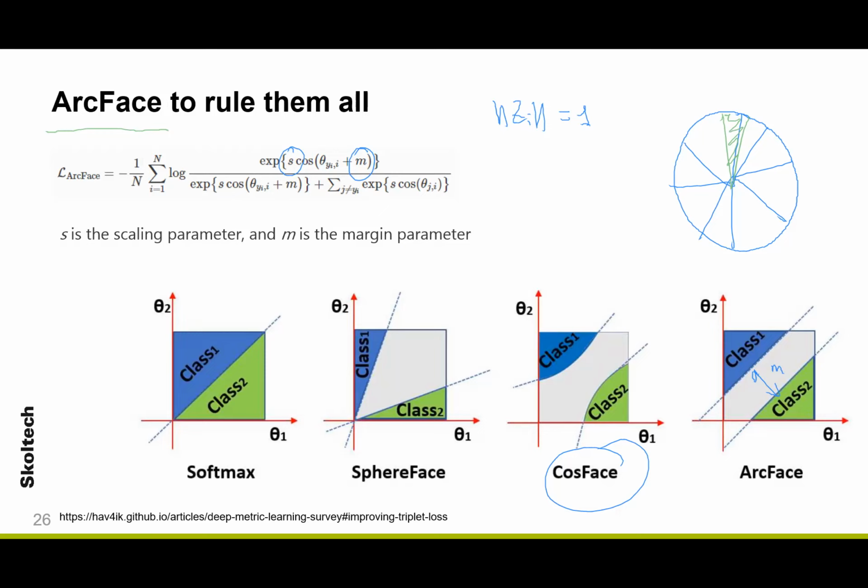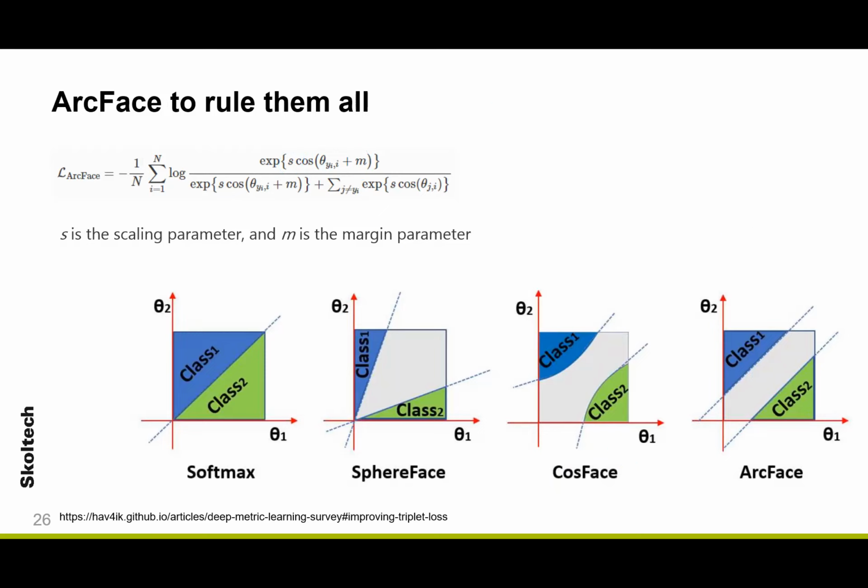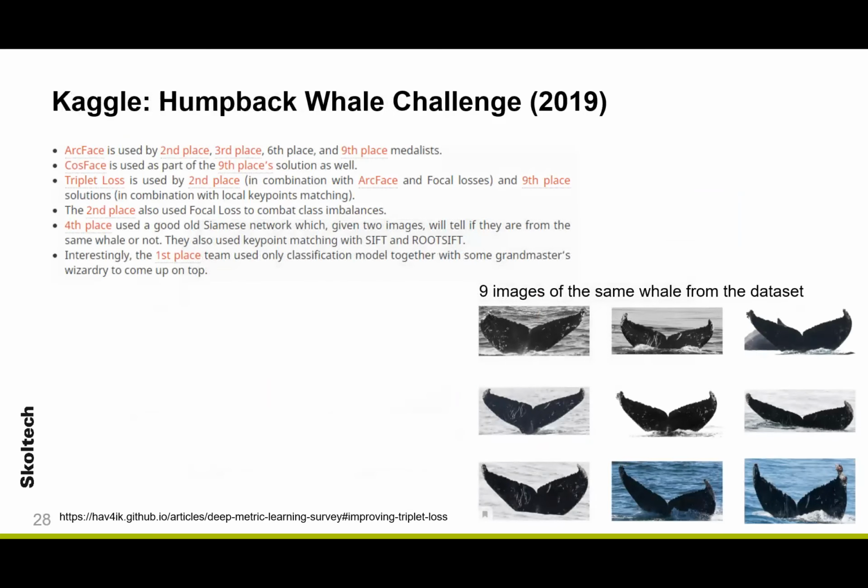But in general, in images, it's like this. Also, let's look at some example applications of this type of losses and how they work for particular challenges. The first challenge we consider is quite recent, 2019, and we have a lot of images of whales, and we want to identify a whale by its tail here. And you can see that's kind of a challenging problem because all 9 images are from the same whale.